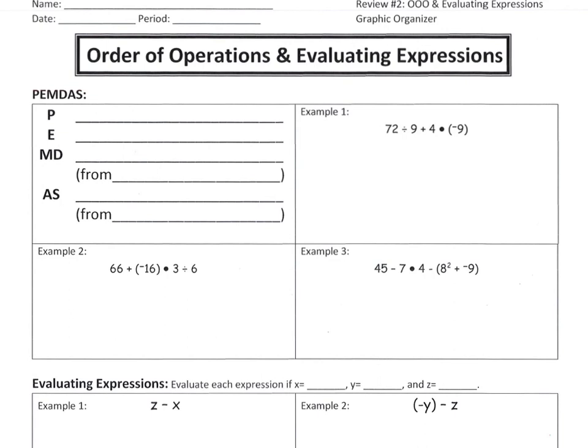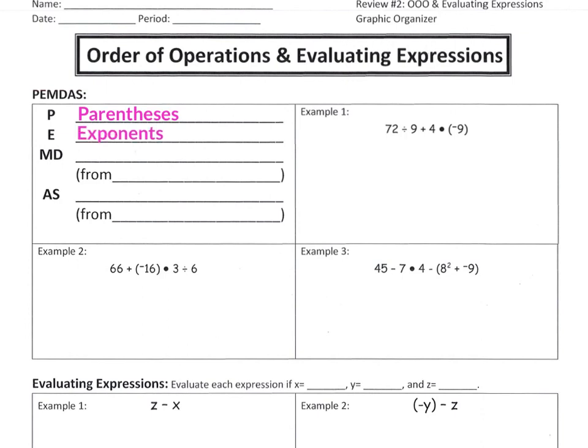Welcome to the video for order of operations and evaluating expressions. To start this video, we're going to go over what PEMDAS stands for. Next to each of the letters, you're going to write what it stands for. The first one is P. P is for parentheses. Then the E stands for exponents.